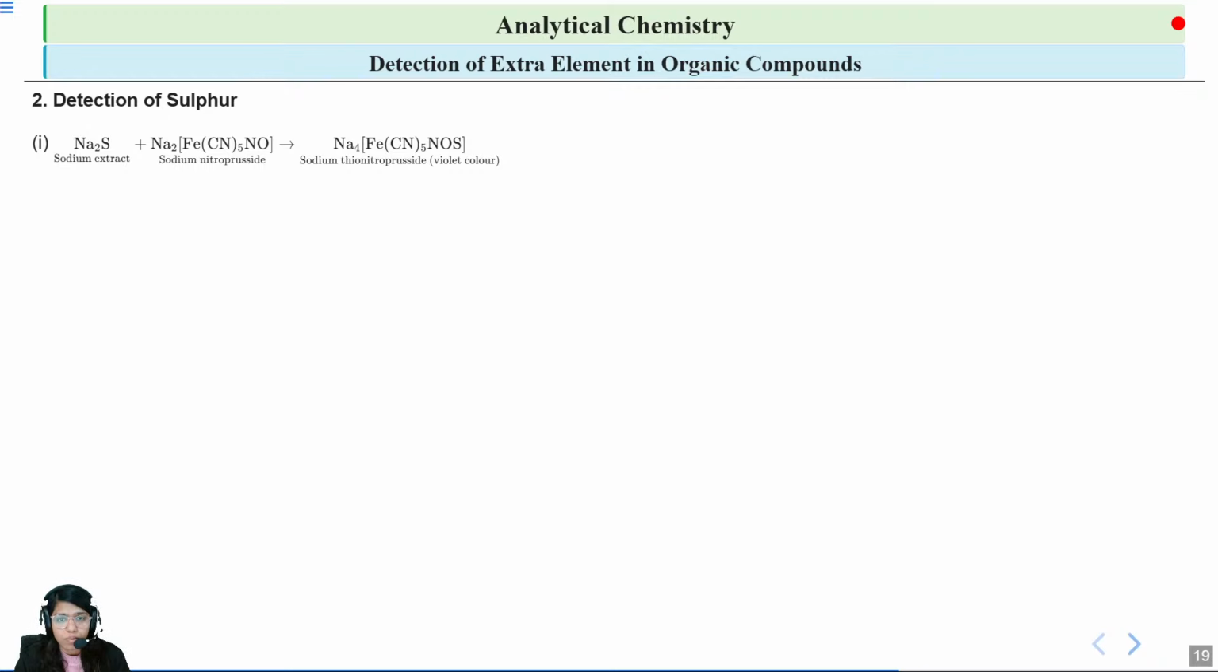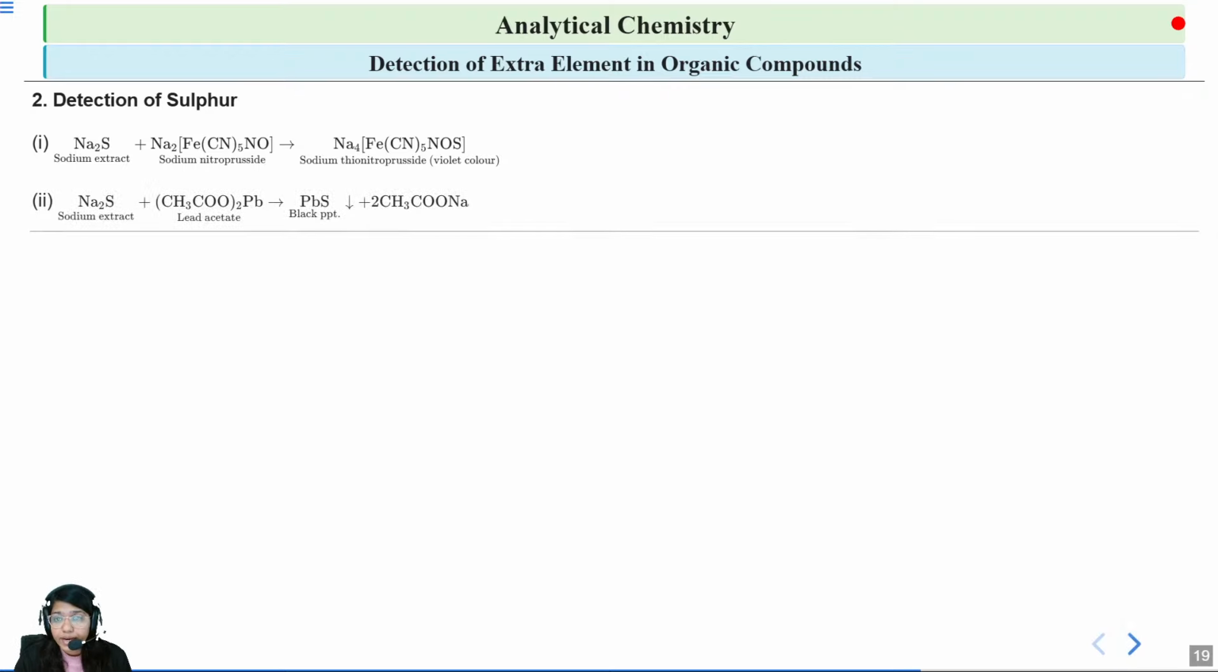So Na2S combines with sodium nitroprusside, Na2[Fe(CN)5NO], to form sodium thionitroprusside. Its chemical formula is Na4[Fe(CN)5NOS]. It is violet in color.